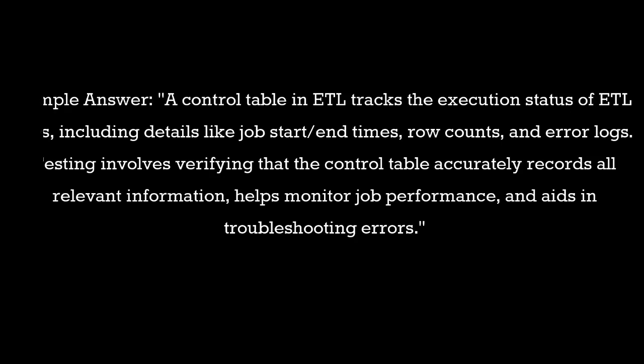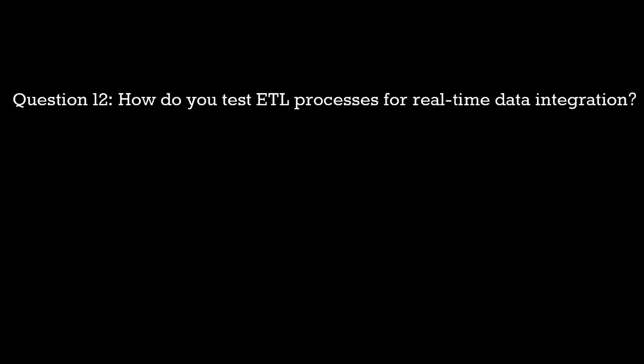Question 11. What is a control table in ETL, and how do you test it? Sample answer. A control table in ETL tracks the execution status of ETL jobs, including details like job start, end times, row counts, and error logs. Testing involves verifying that the control table accurately records all relevant information, helps monitor job performance, and aids in troubleshooting errors.